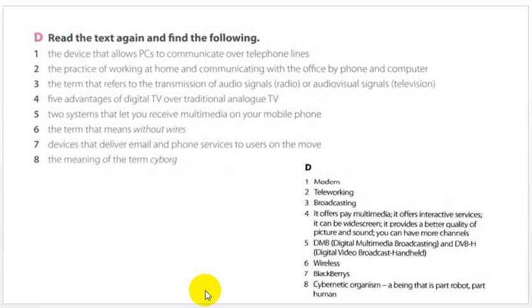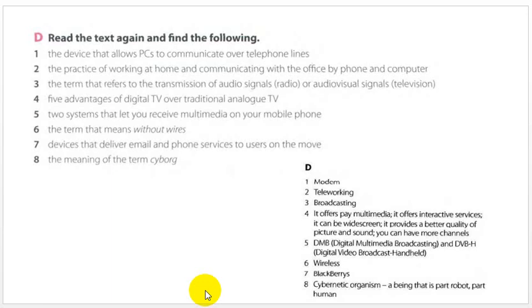Five advantages of digital TV over traditional analog TV. It offers pay multimedia, it offers interactive services, it can be widescreen, it provides a better quality of picture and sound, and you have more channels. Two systems that let you receive multimedia on your mobile phone, that is DMB, Digital Multimedia Broadcasting, and DVB-H, Digital Video Broadcasting Handheld. The term that means without wires, wireless. Devices that deliver email and phone services to users on the move, that is BlackBerry.